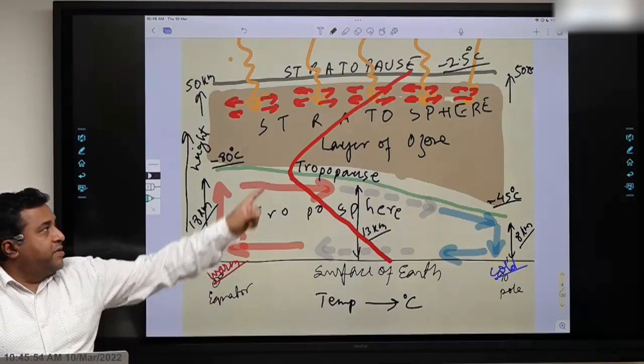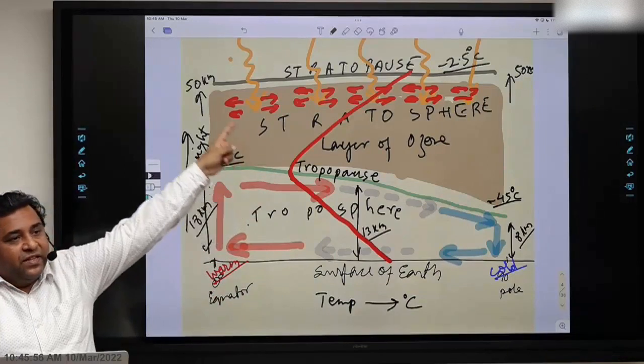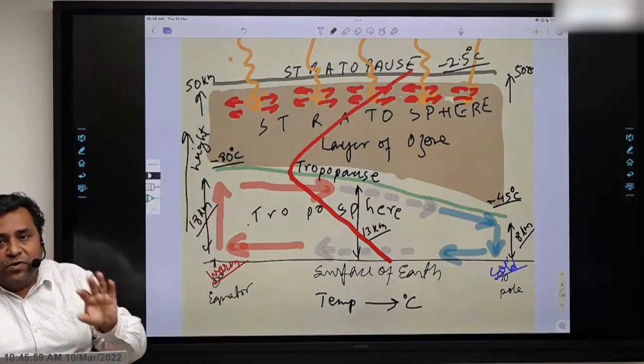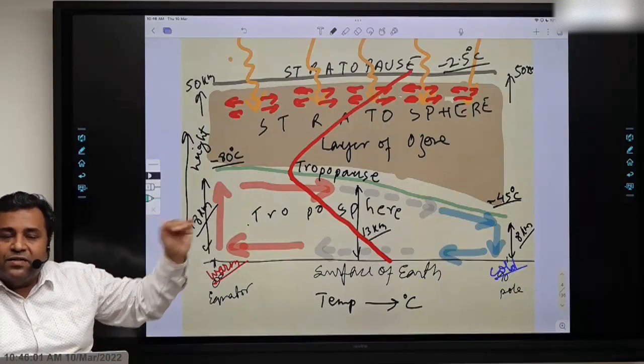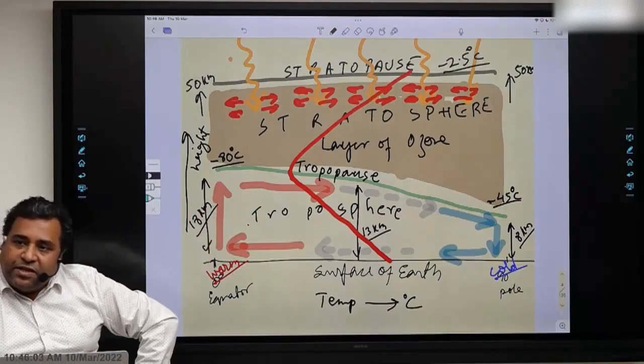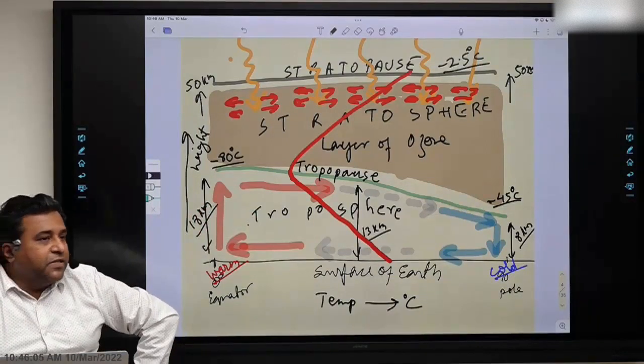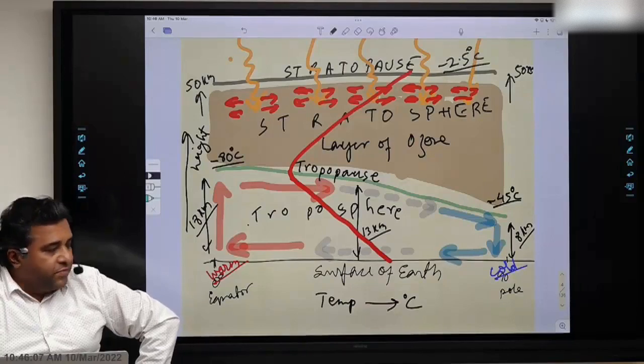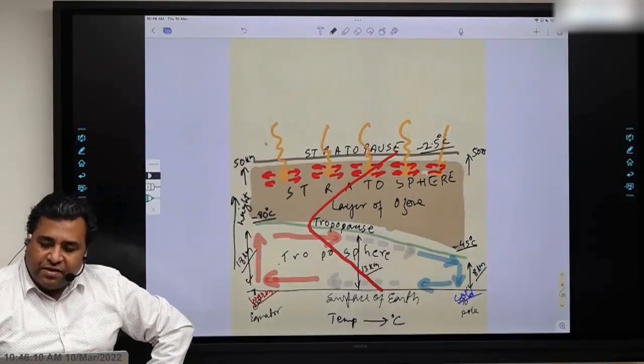So here the temperature is around minus 80 to minus 45, and there the temperature is minus 2.5. So minus 2.5 is cold, but that is warmer as compared to the tropopause. Is this understood? Okay? So this much is clear to us. Do we understand this? Now what is the region above it? What is the region above it?